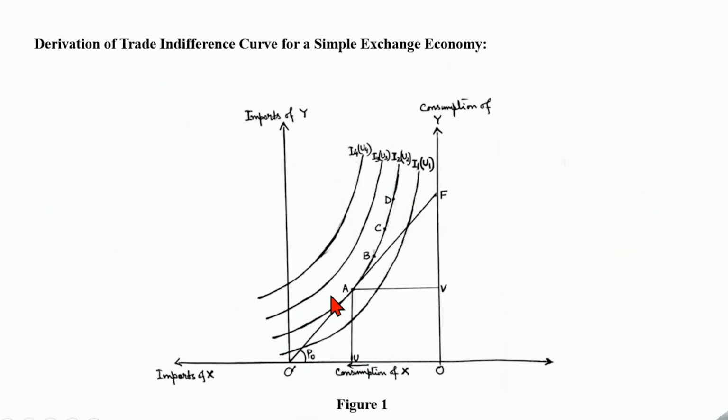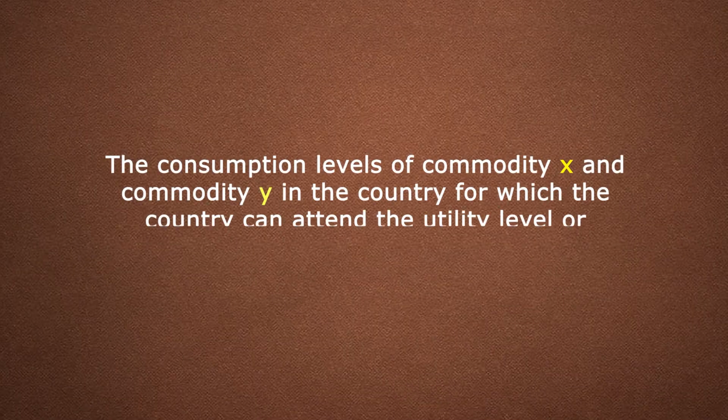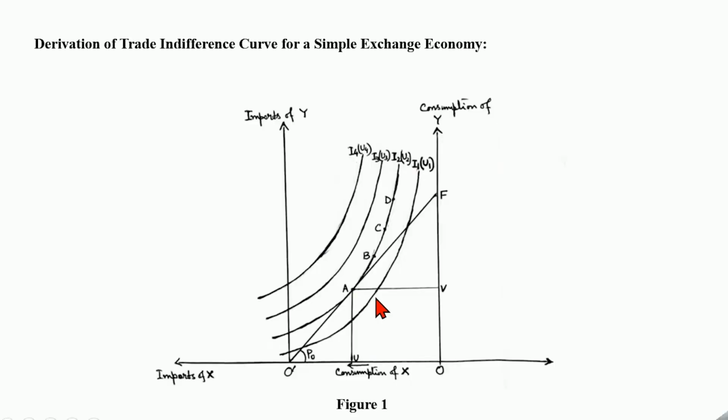Now, here we consider one point A on the community indifference curve I2. The coordinates of point A, that is AV and AU, denote the consumption levels of commodity X and commodity Y by the country, for which the country can attain the utility level or welfare level U2. Now, we assume that the country is endowed with a particular level of commodity X that is represented by O prime. Now, O prime is considered as a new origin.